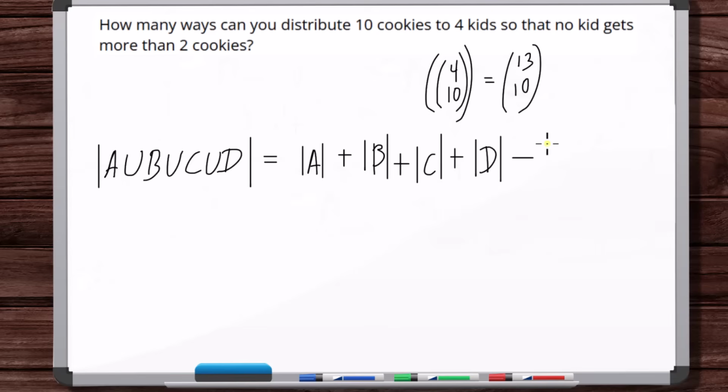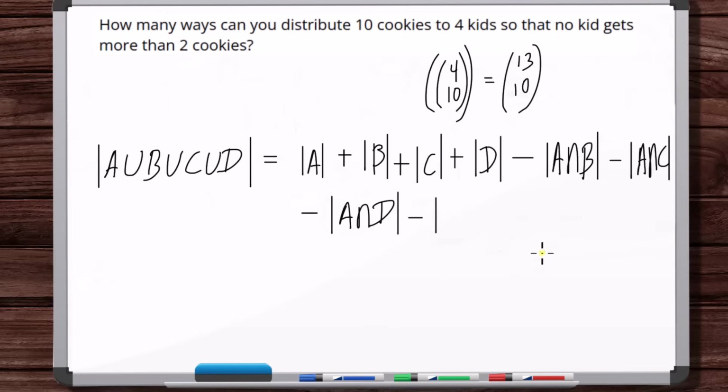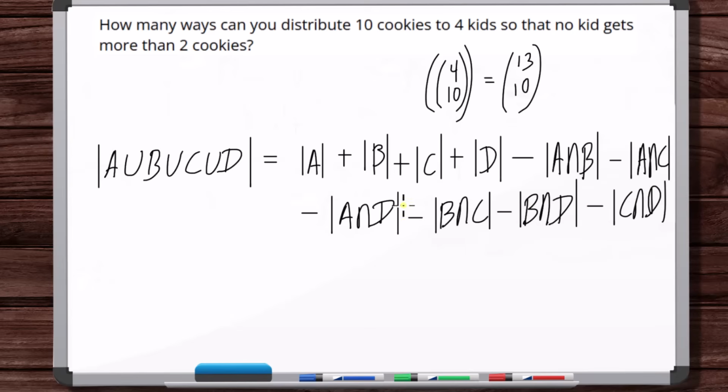So minus A intersection B, minus, let's see, we can do A intersection C, minus A intersection D, minus B intersection C, minus B intersection D, minus C intersection D. Is that 6? 1, 2, 3, 4, 5, 6. Okay.